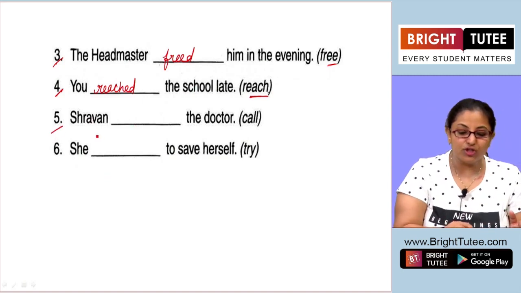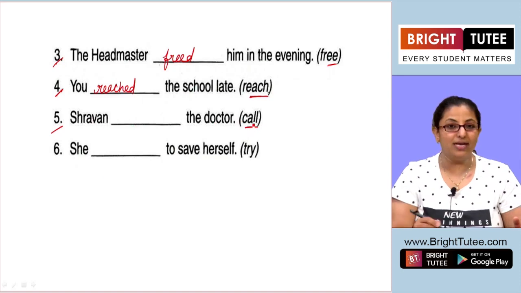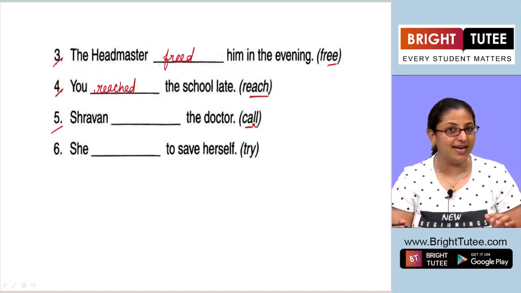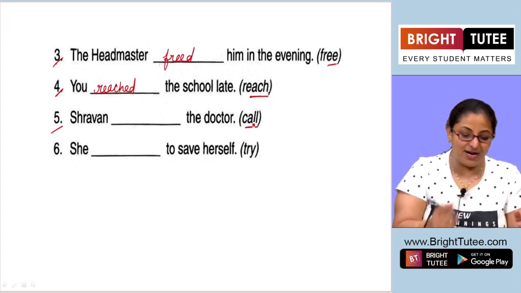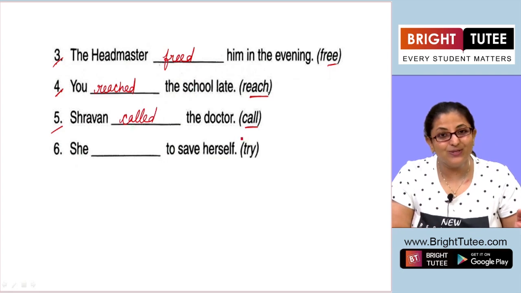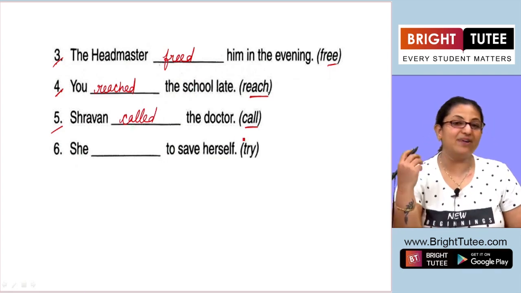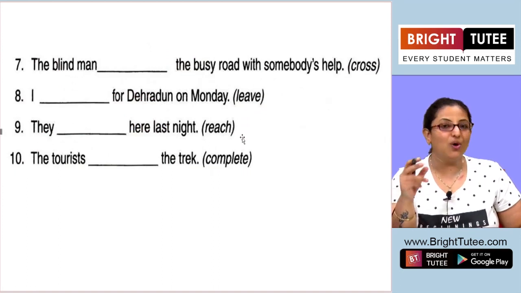Fifth one, Shravan dash the doctor. Call. Shravan, third person again. So Shravan, second form of verb, called. Shravan called the doctor. Now again I have done first 5 for you. Rest you will be doing on your own.